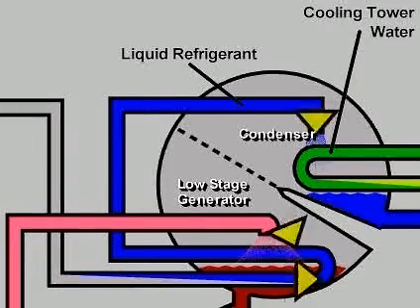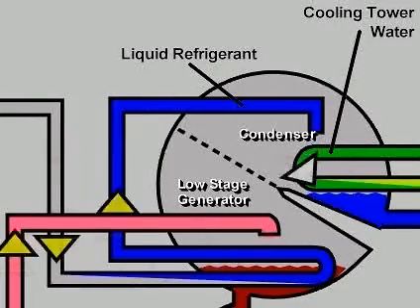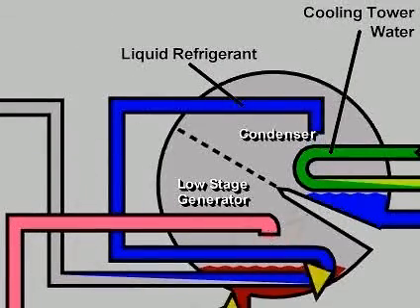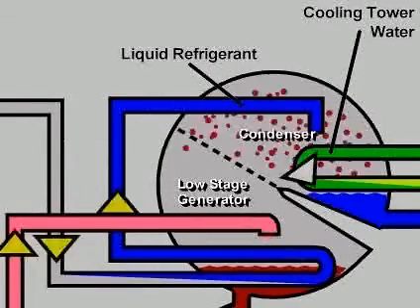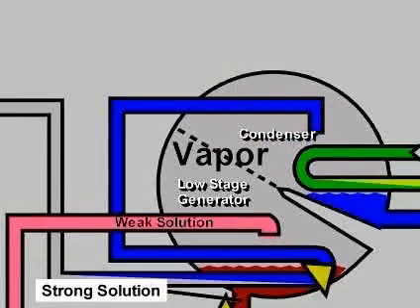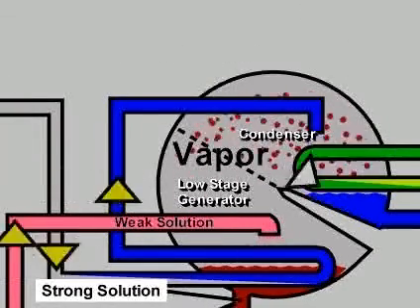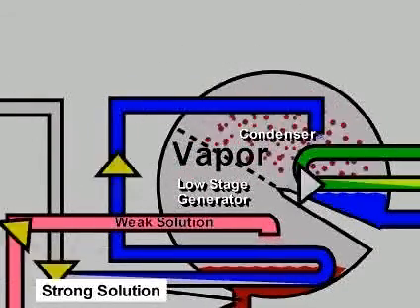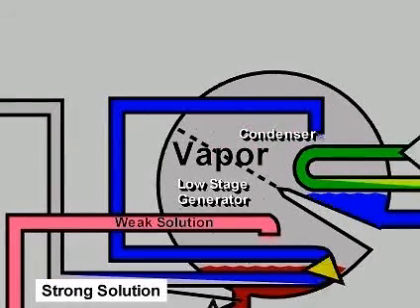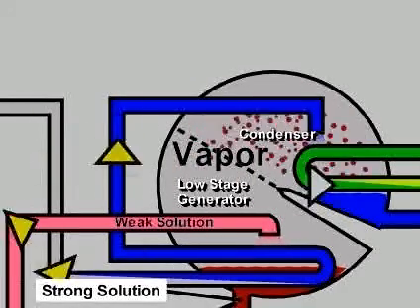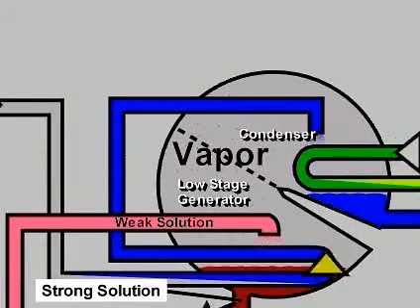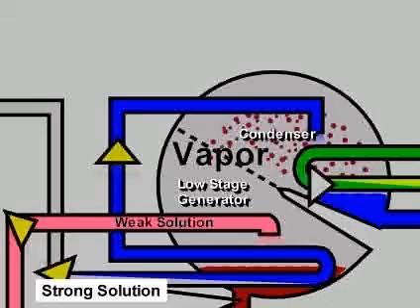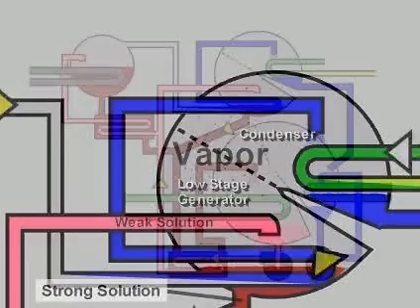The liquid refrigerant then flows to the low-stage condenser, where it is further cooled by being sprayed over the cooling tower water tubes. The heat released by the condensing refrigerant vapor boils refrigerant vapor from weak solution being sprayed over the tubes, reconcentrating it, making it a strong solution. The boiled-off refrigerant vapor migrates to the condenser, where it is condensed to liquid by cooling tower water.